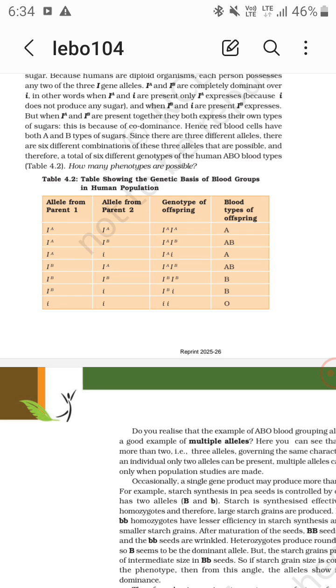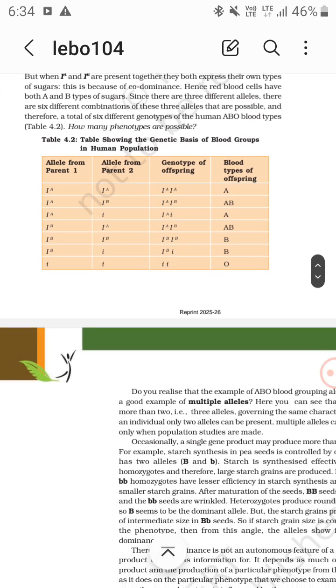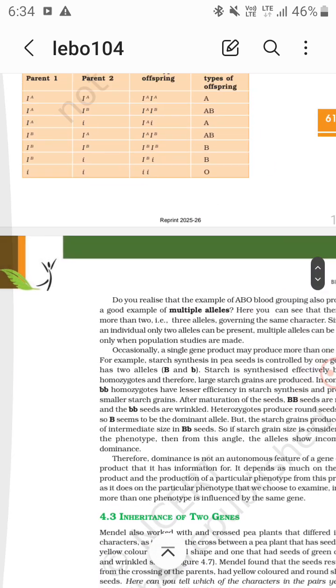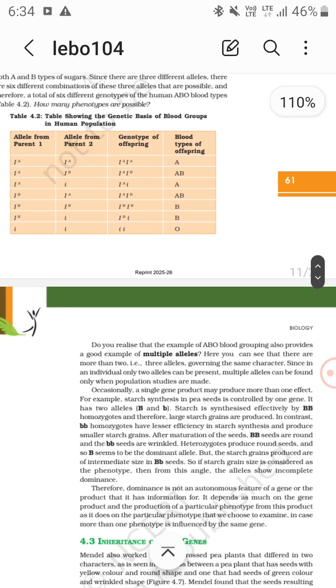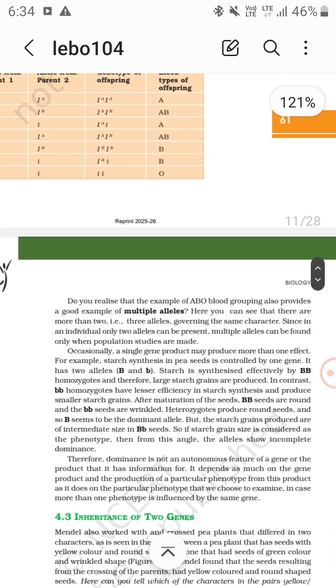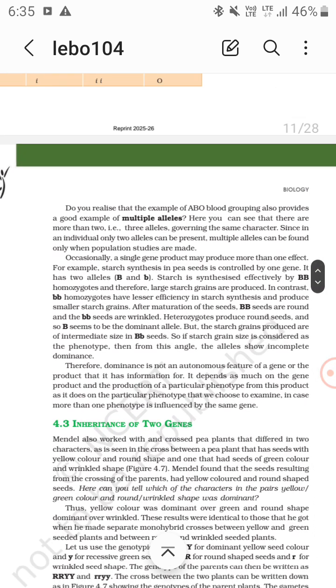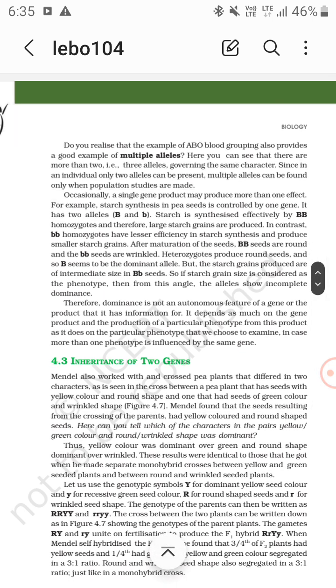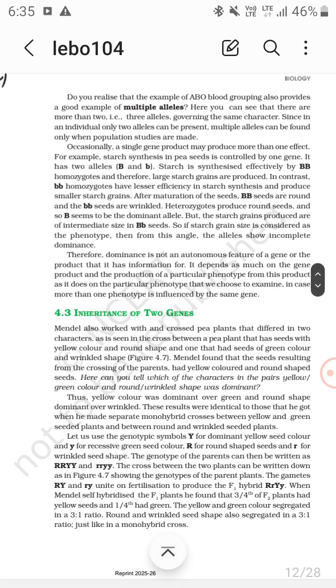And the four are A, B, AB and O. So these are four different types of phenotypes. So ABO blood grouping also provides a good example of multiple allelism. When we do population studies, multiple allelism can be found only when the population studies are made.